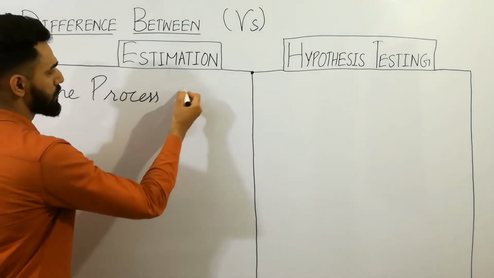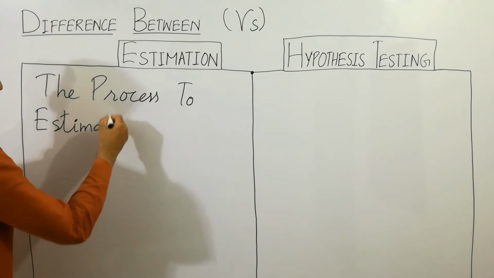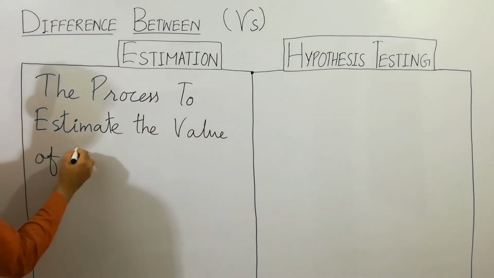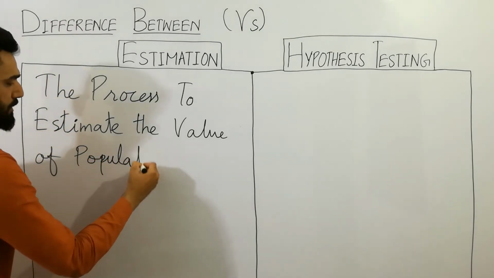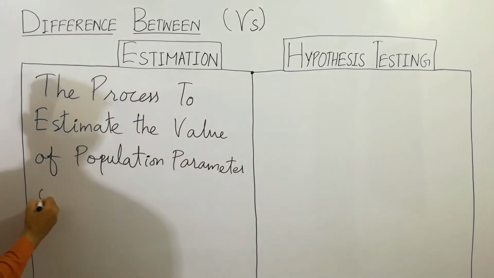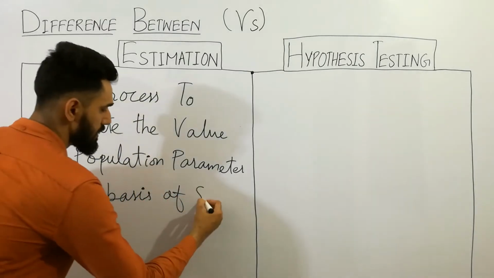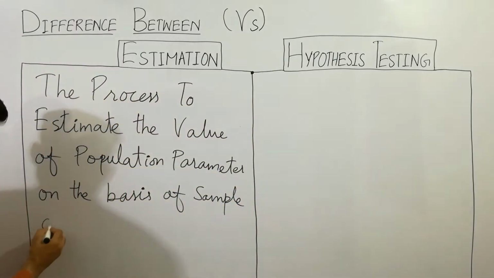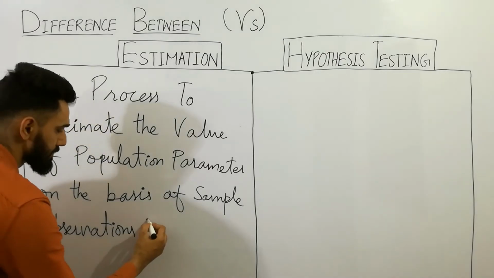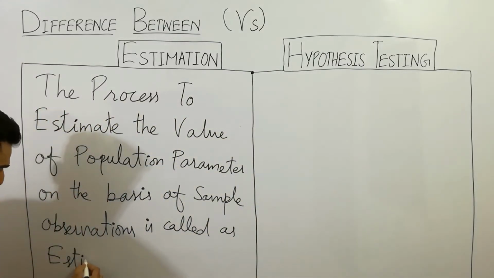The process to estimate the value of population parameter on the basis of sample observations is called as estimation. Very easiest definition of estimation.